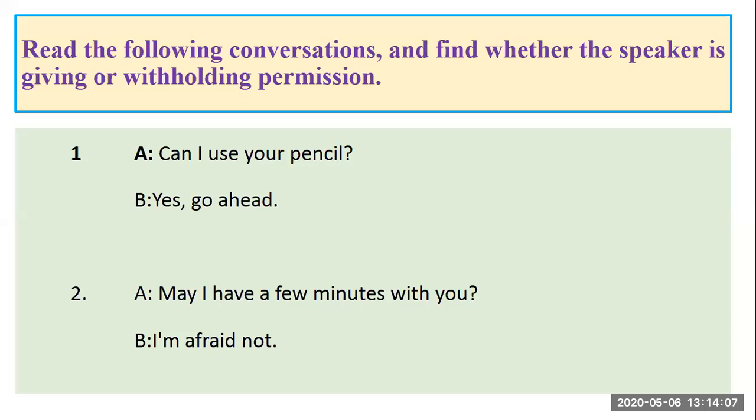Like in the second case, you can see, may I have a few minutes with you? There, B says, I'm afraid not. So in this case, we say doesn't allow or didn't allow or forbid or did not permit. Or in case of one, we can also use permitted. So may I have a few minutes with you? B says, I'm afraid not. So you can say B didn't allow A to have a few minutes with him or with her. A, B can be boys or girls. So this is how we go on.